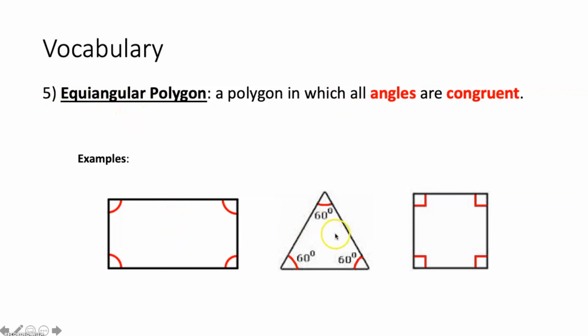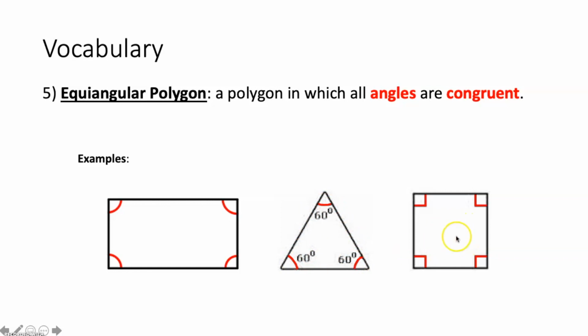So here you can see three different equiangular polygons. You can usually tell a polygon is equiangular because each of the angles has the same amount of arcs. So here, each one has one arc, meaning that we know all the angles are congruent. It also has the same measure. So that's another way to tell if it's equiangular.